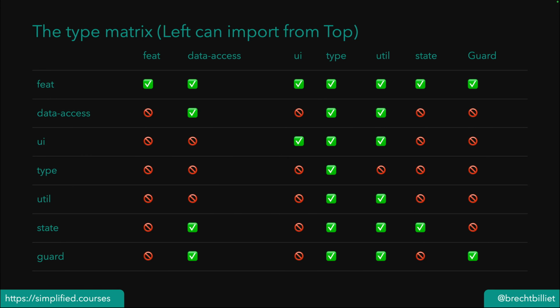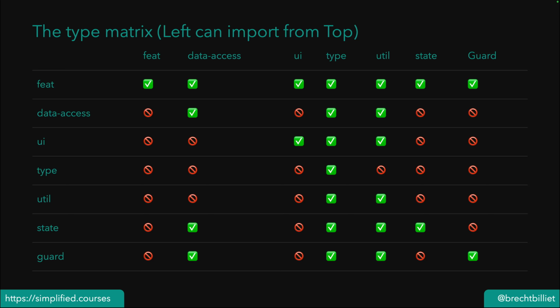Left can import from top, so feed can import from feed, data access, UI, type, util, state, and guard. Data access cannot import from feed. Data access can import from data access, but not from UI. It also can import from type, util, but not from state and guard. UI cannot import from feed or data access, but it can import from other UI libs. It could contain types, or it could use types. It could use utilities, but not state and not guard.